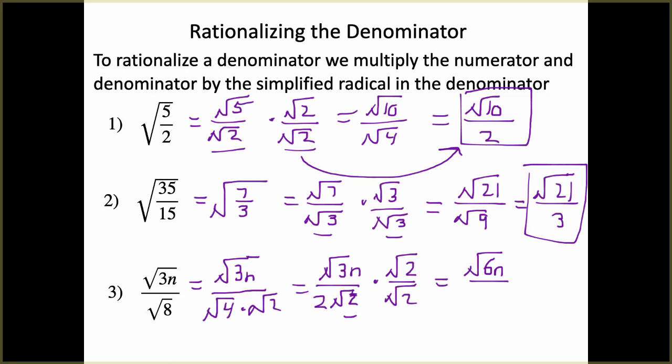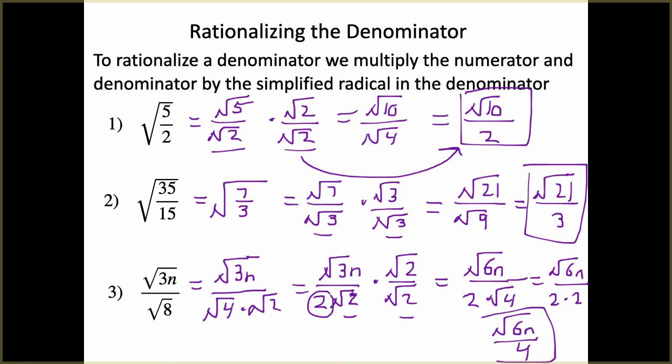Like I said before, we have the square root of 2 and the square root of 2. Well, the square root of 2 times the square root of 2 is the square root of 4, and the square root of 4 is 2. So we have 2 from here times, and I guess I'll write it all out, the square root of 4. But like I said previously, if you understand how this works, this is the square root of 6n over 2 times 2, which is the square root of 6n over 4. And this is my simplified radical form.